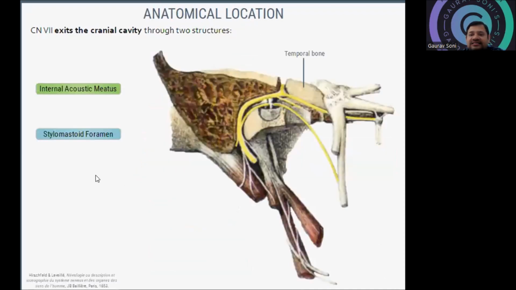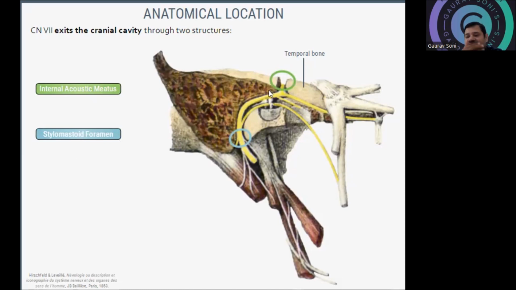Now, how does it exit? Cranial nerve 7 exits through two structures. First is the internal acoustic meatus, and next is the stylomastoid foramen. The internal acoustic meatus you can see here, this green part. And the stylomastoid foramen you can see here, this blue part. So from these two parts, cranial nerve 7 exits from the cranial cavity.